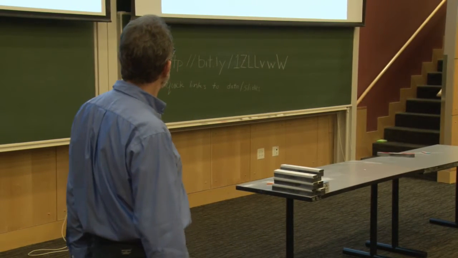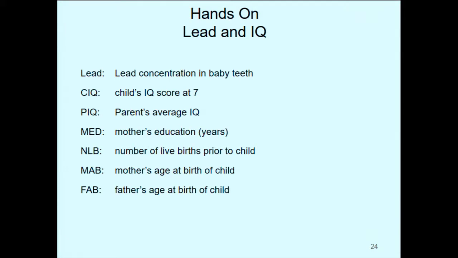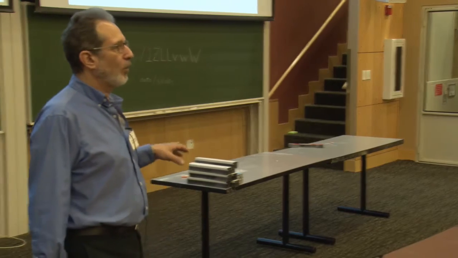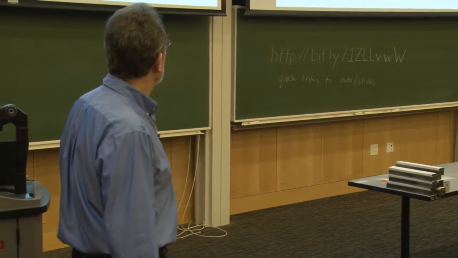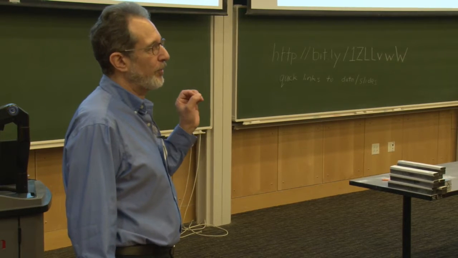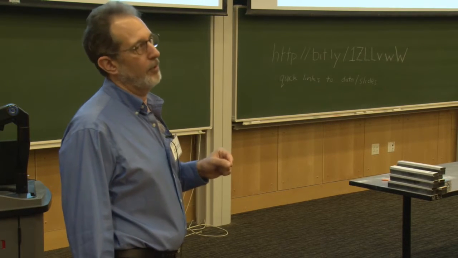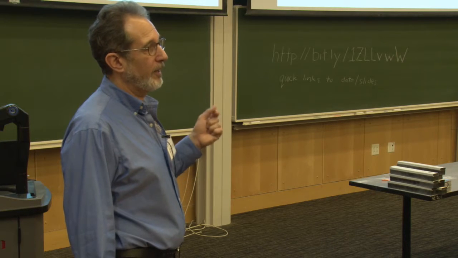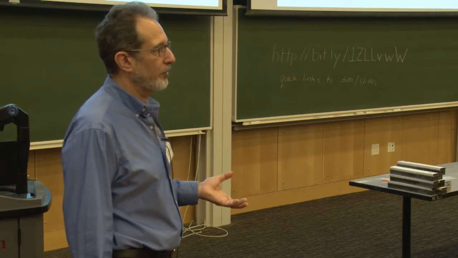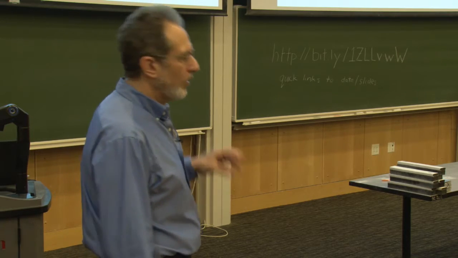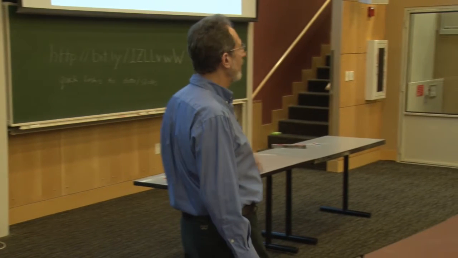So he measured lead in the baby teeth, he did the child's IQ score, he did the parent's IQ score, he did the mother's years of education, the number of live births prior to having the child at issue, what the mother's age at birth was for the child, and what the father's age at birth was for the child. And these were the variables, after lots of preliminary analysis, he came up with to figure out what was actually causing the children's IQ. So the question at issue was: does exposure to lead have any effect on the child's IQ? And in 1979, that was a very important question which we did not know the answer to. Now we're much more confident that we know it. And the methodological and causation issues here are very interesting for this case.